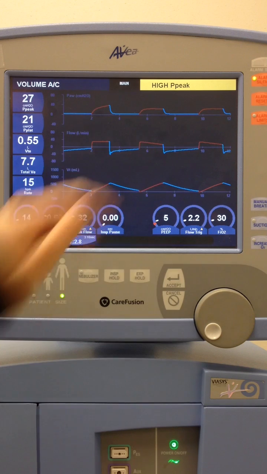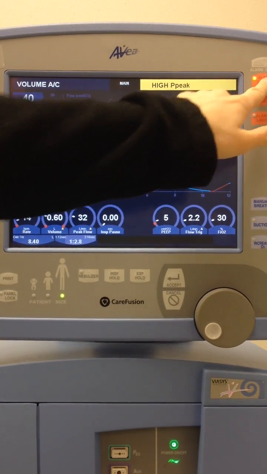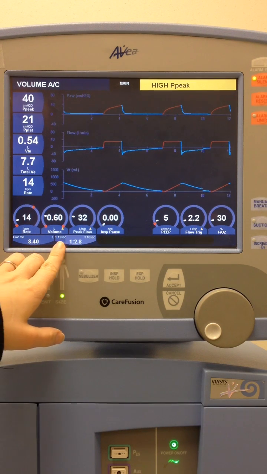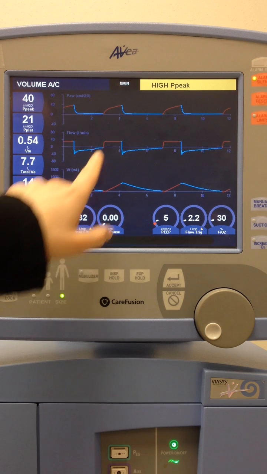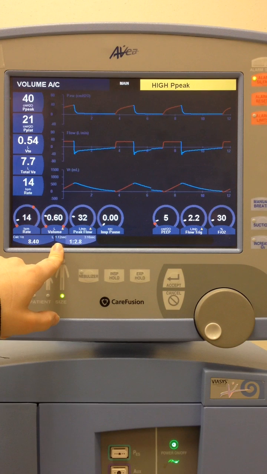Okay, we can see the change in our waveforms, and we can see that our peak pressure went all the way up to 40, and we're now high pressure alarming. So we can see that just by changing the waveform, we have changed our inspiratory time. We are maintaining the same flow, but we can tell it's much shorter than it was before. So we have a 1.12 second I time instead of that 1.5 that we initially set.